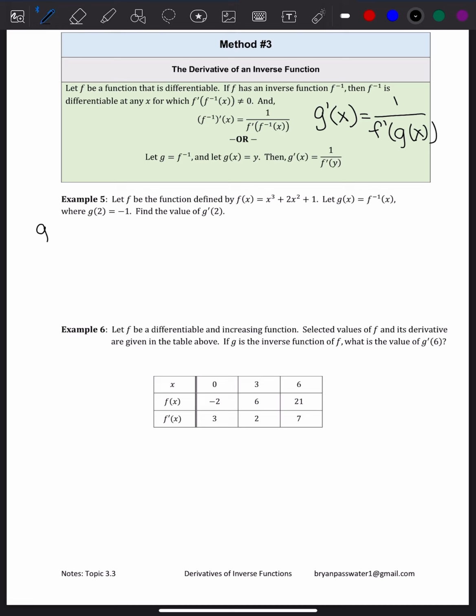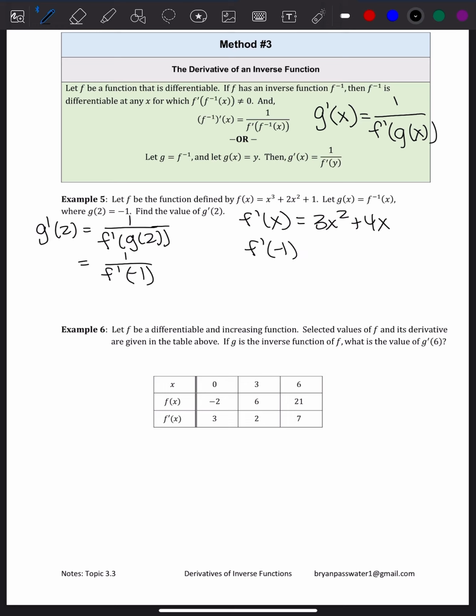So we're looking to figure out g prime of 2, which means we are looking for 1 over f prime of g of 2. This problem gives us g of 2 automatically. So I can go ahead and just say this equals 1 over f prime of negative 1. So even though I don't know what f prime is, I can take our function f of x and find f prime. So f prime of x is equal to 3x squared plus 4x plus 0, and I can go ahead and plug in negative 1.